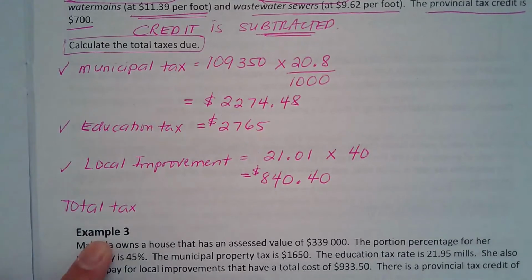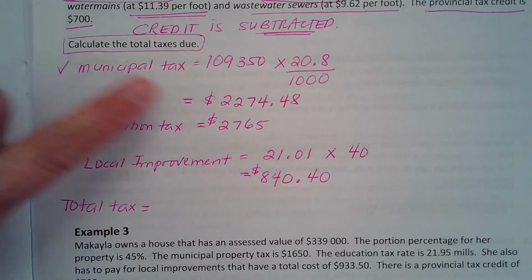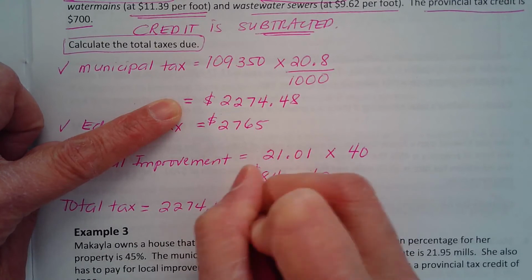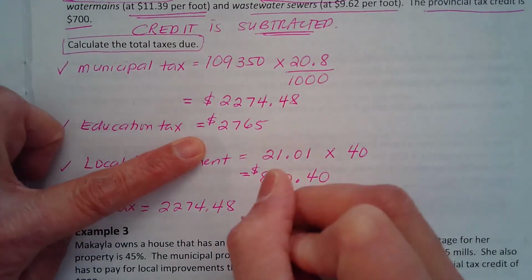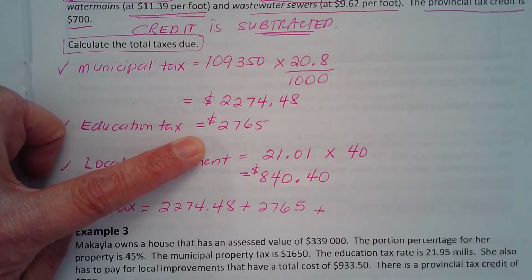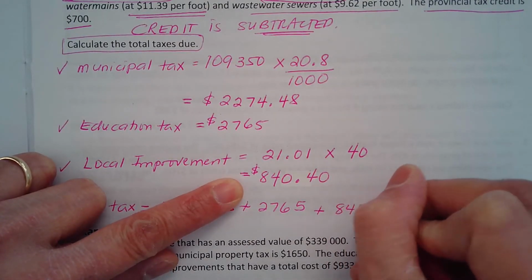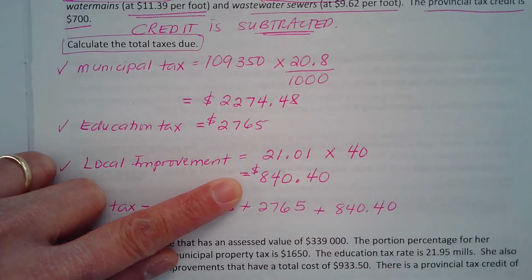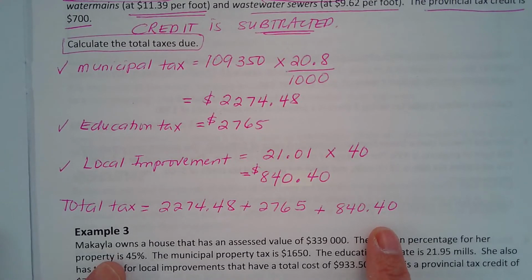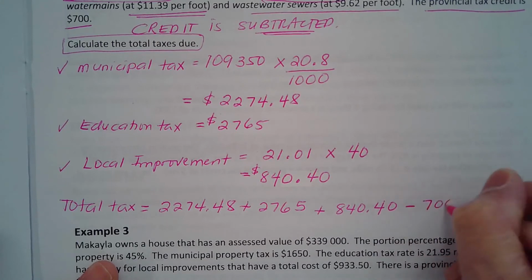Now total tax is due. We have to pay for the municipal tax, $22,744.48. Education tax is $27,650 plus local improvement is $840.40. Okay, so these three things. Now what are we going to do with the tax credit? Minus a tax credit, minus 700.